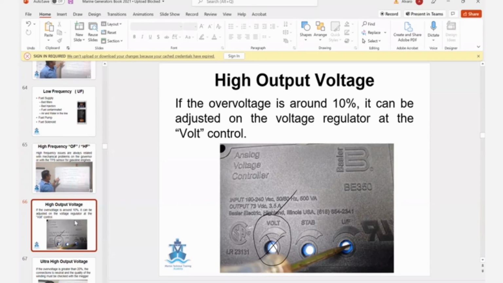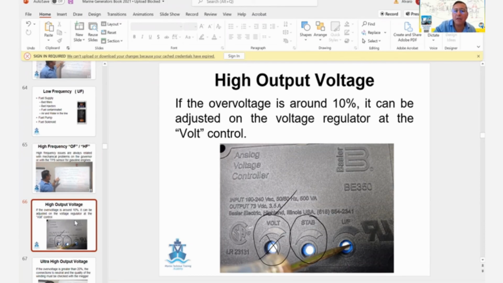Apply load and verify if the generator stays at voltage 120. Perfect, that's the procedure. What is the function of the second ball? The stabilization. If your gauge is moving around, it's not correct. Voltage is fluctuating. That's correct. If the voltage is fluctuating, you can fix that fluctuation with the second spot, stabilization.